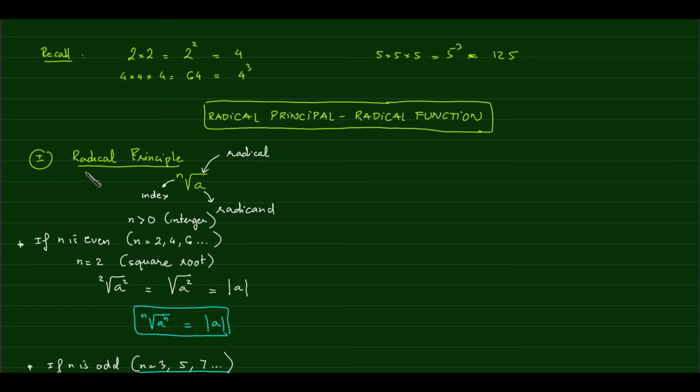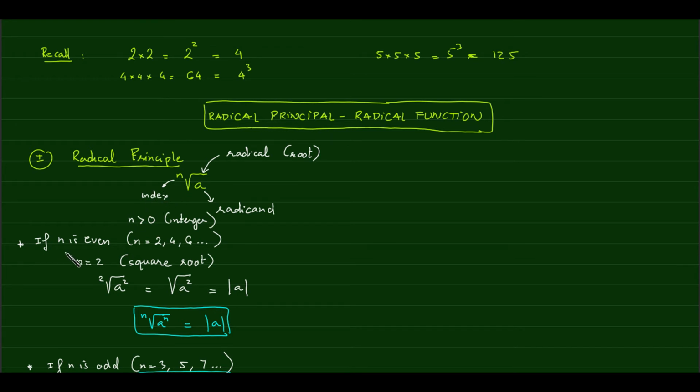Now, the radical notation is this. This is the index, and this is called the root, or some call it the radical. And whatever is inside we call the radicand. The index must be a positive integer. We don't have negative integers. If the index n over here is negative, it doesn't make sense, so we don't have it.